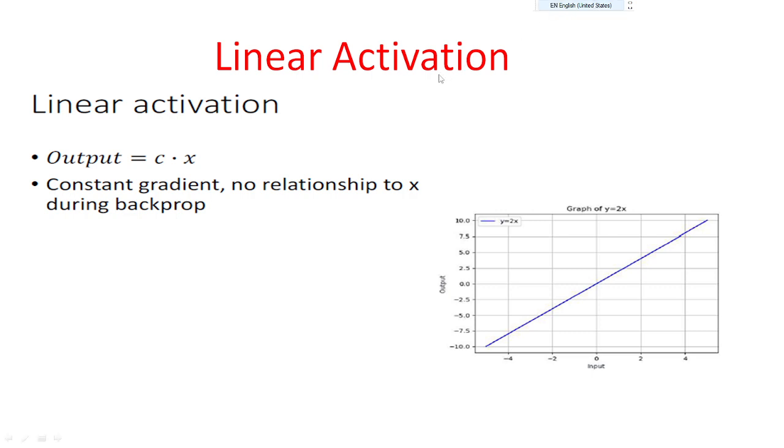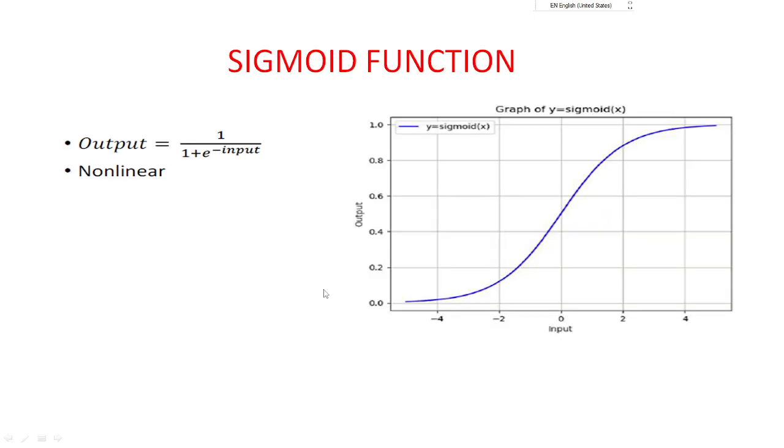So we will go for another activation function called the linear activation function. The output is linear, that is, proportional to the input. You will form a straight line with a constant gradient. So if you differentiate, you will get a constant gradient, and in that case there is no relationship to x during back propagation. Then the sigmoid function is a very popular activation function, sometimes called the logistic function. The output will be 1 by 1 plus e power minus the input. This is a non-linear function.